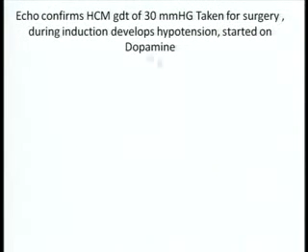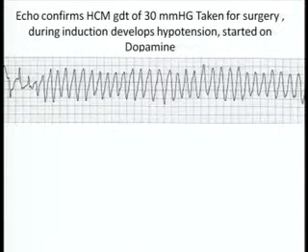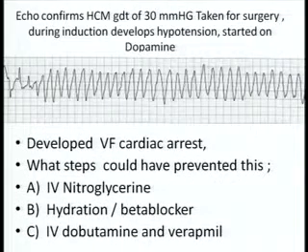Exactly, it's hypertrophic cardiomyopathy. Echo did confirm that the patient had a hypertrophic cardiomyopathy with a 30 millimeter outflow gradient. It was taken up for surgery. While after pre-medication and during induction, patient develops hypotension, started on dopamine, and then this is what happens. Develops cardiac arrest due to VF, and what do you think could have prevented this?